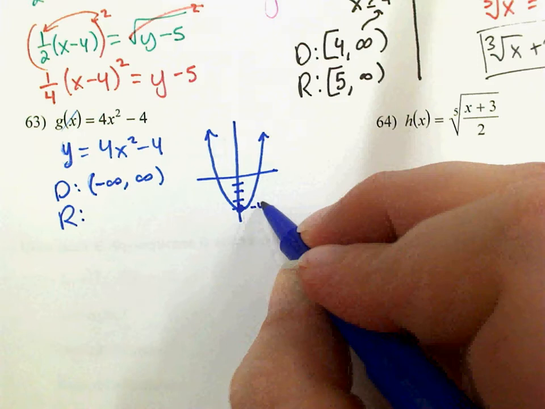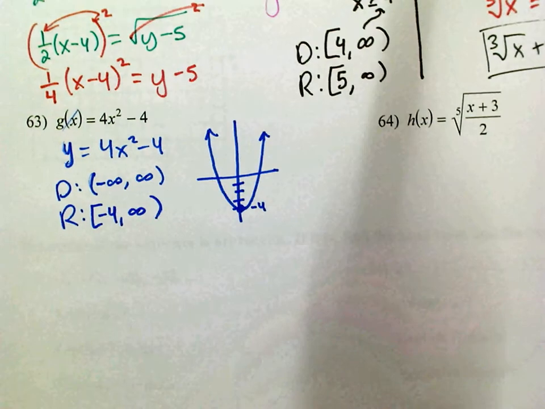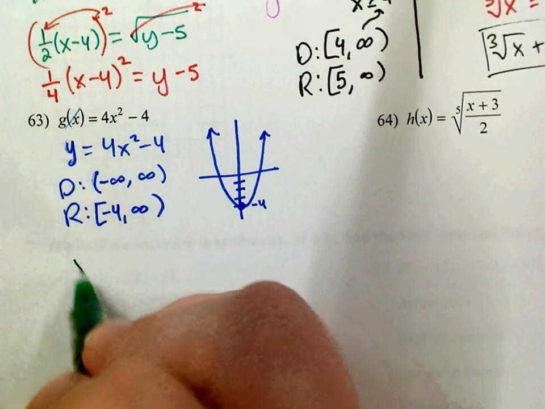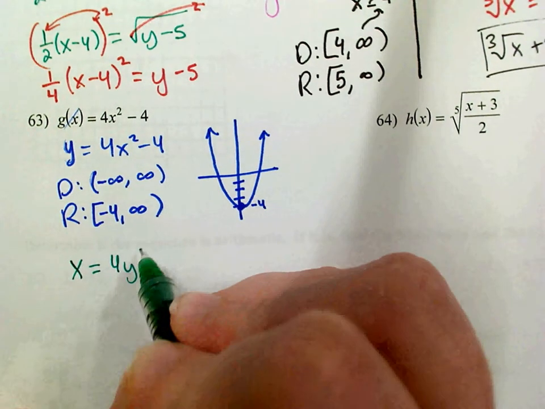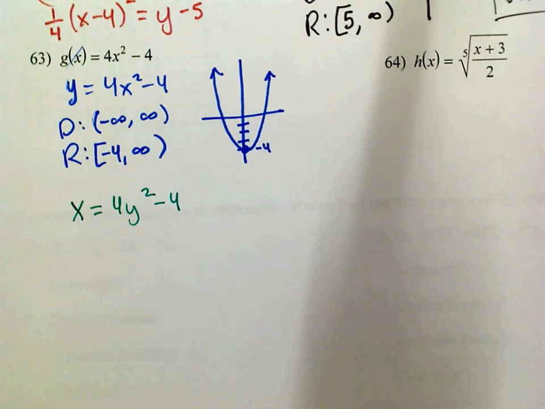Good. Negative 4 to positive infinity. Now we need to find the inverse. X equals 4y squared minus 4. First step: plus the 4. Next step.